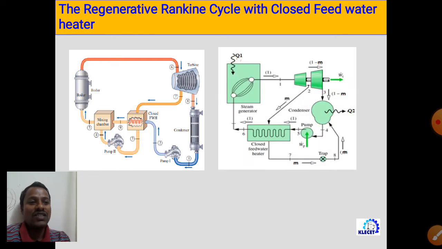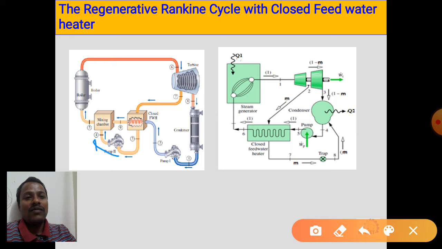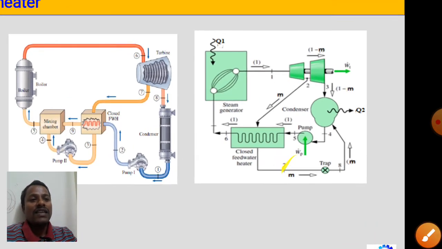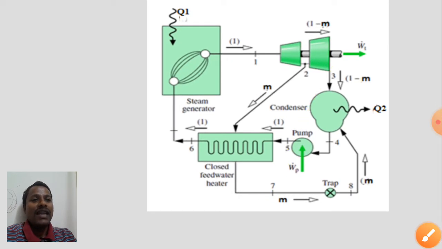So there is a mixing chamber where both the condensate as well as the feed water get mixed, and again it is sent into the boiler, wherein steam is produced back. So this is the schematic diagram. Now the same can be represented on a line diagram.